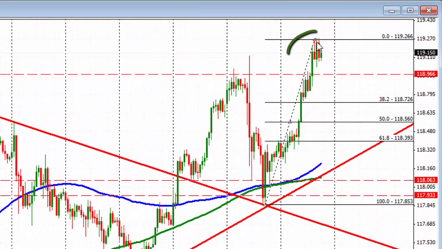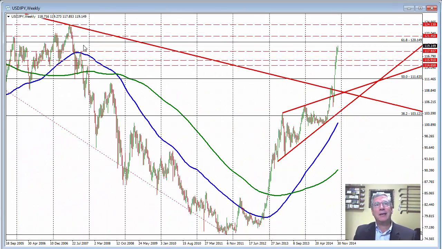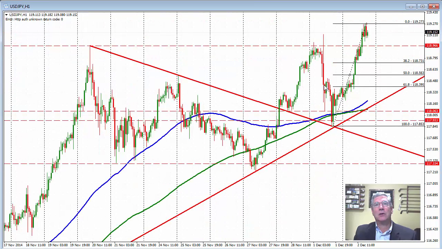New highs here for the dollar versus yen. These are the highest levels going back to 2008. So we're kind of in no man's land here for the dollar versus yen. This is a weekly chart right here, looking at the high prices going back to 2008. Back to our hourly chart right here.